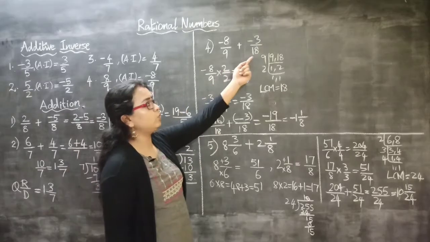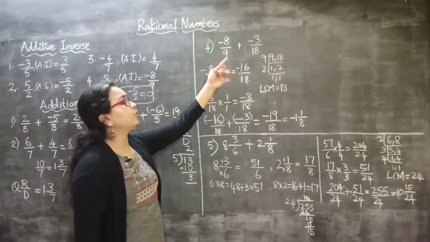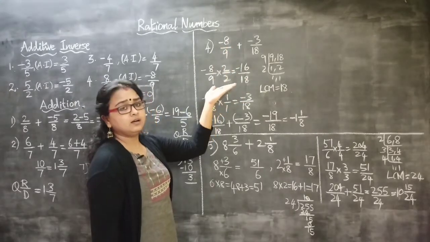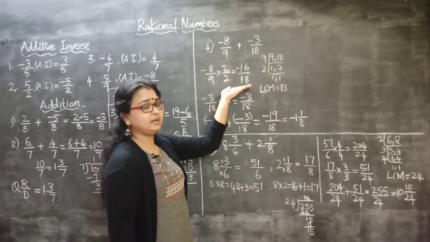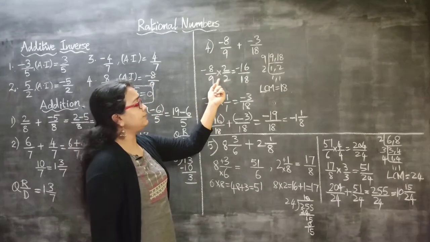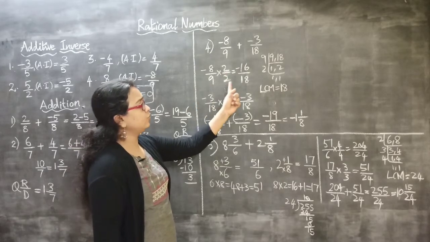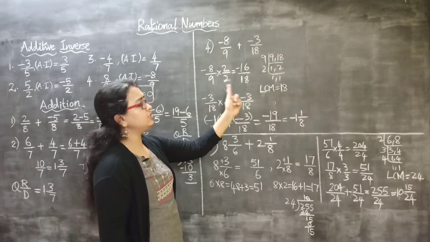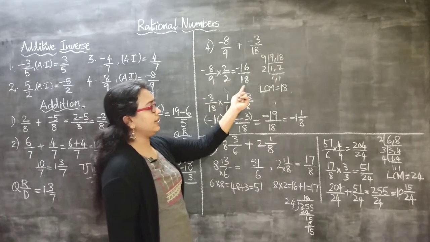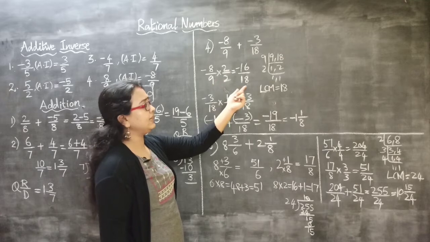So if you see in the question, one denominator is already 18, right? So the main thing is we have to convert this minus 8 by 9 into the denominator as 18. So minus 8 by 9 multiply by 2 by 2. Why 2 by 2? Because 9 into 2 gives us 18. So we need to make the denominator as 18. So what we are doing? 9 2s are 18. So when I multiply 2 with the 9, I will be getting answer as 18.